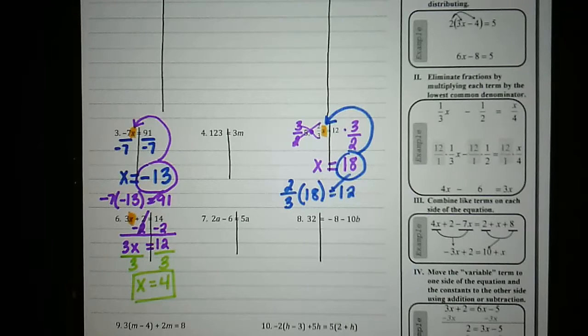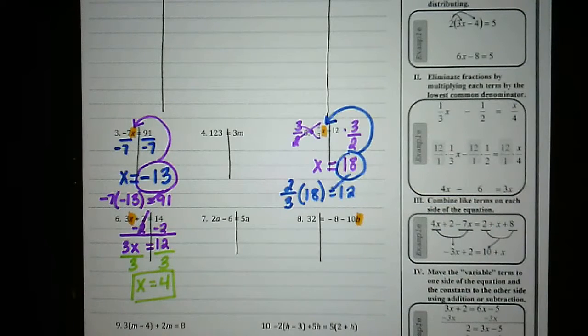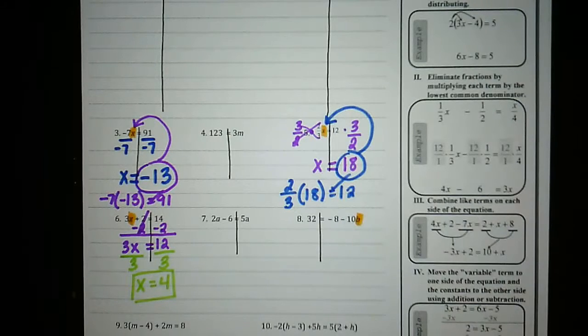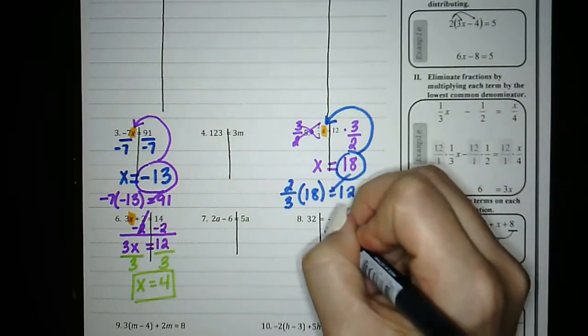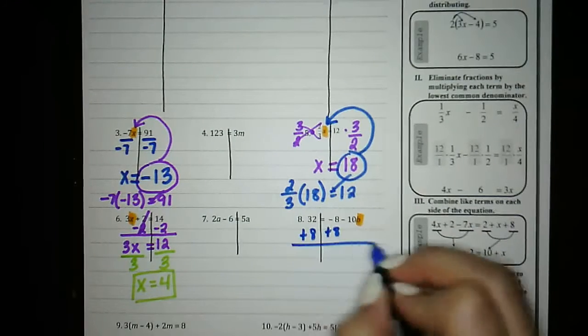Okay, let's look at number 8. I think that's another good one to look at really quick. Trying to get b by itself. Christopher Gomez, I know you're listening. And what's farthest from b? It's a -8. It's negative, so we do the inverse, which means to add or to make it positive. So we're going to add 8 on both sides. And 32 plus 8 is 40.